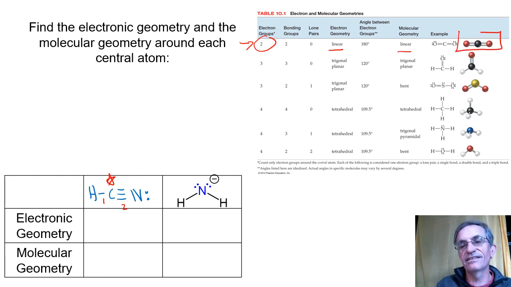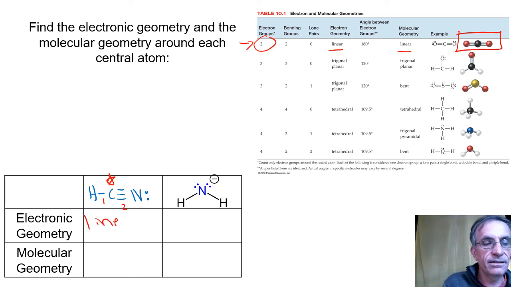This thing would look like this. The atoms would be in a straight line, just one right after another. So it's called linear.